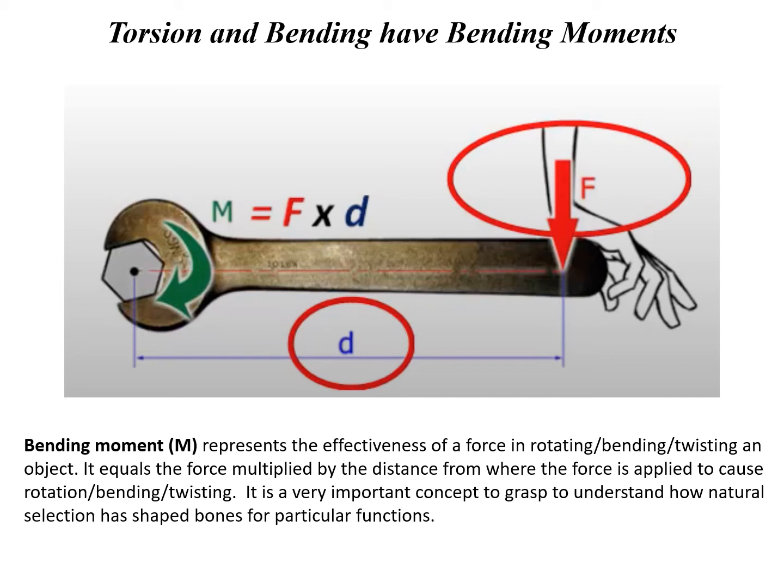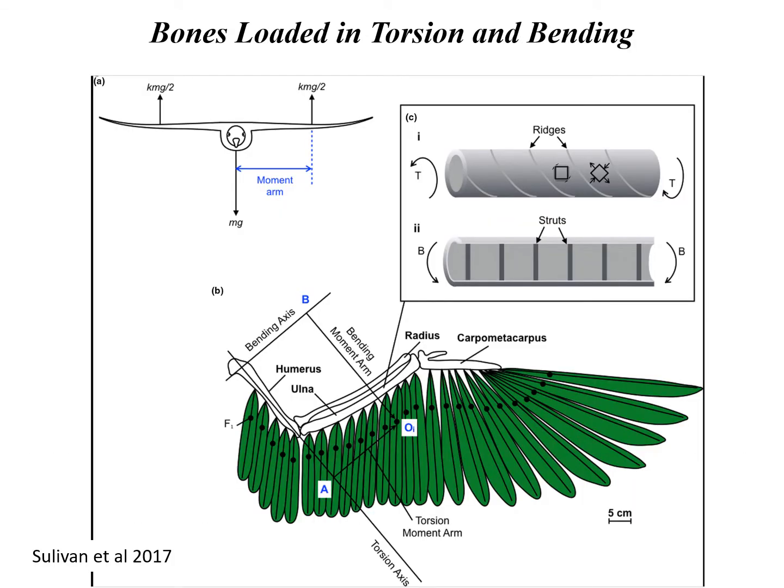This is a very important concept to grasp, to understand how natural selection has shaped bones for particular functions. I would like to start out with an example of bones loaded in bending and in torsion. This is an illustration of a bird in flight.